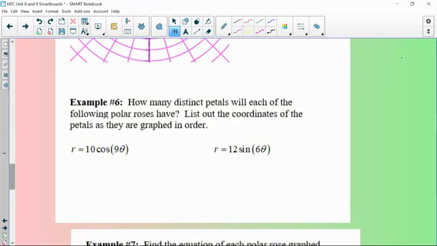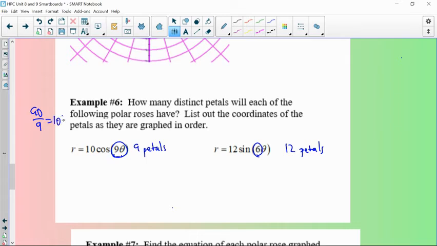So it says, how many distinct petals will the following roses have? Because 9 is an odd value, I know there's going to be 9 petals. Because 6 is even, I know there's going to be 12 petals, right? Now, when it says list them out in order, I kind of like this. This will emphasize what we did in the last example without having to do too much graphing. So do 90 divided by 9.